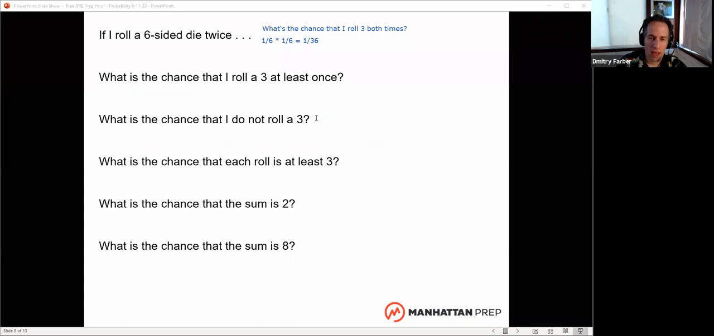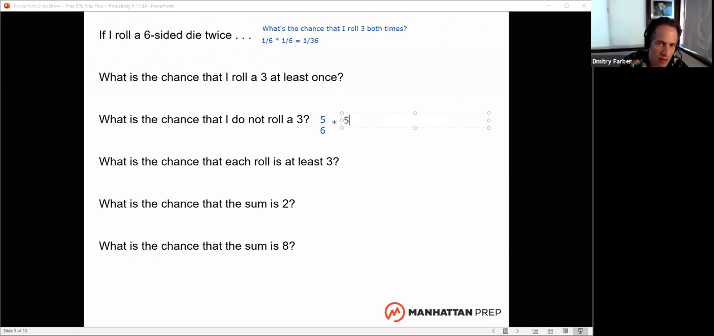So we want to say the chance of not getting a 3 on the first time is going to be 5 out of 6. And it's the same the second time, right? The first roll does not affect the second roll at all, right? It's not like I pulled a name out of a hat and left it out. So I've got 5 out of 6. So the chance that I do not roll a 3 is 25 over 36. So in that case, what happens the rest of the time? The other 11/36 of the time, what's going to happen?